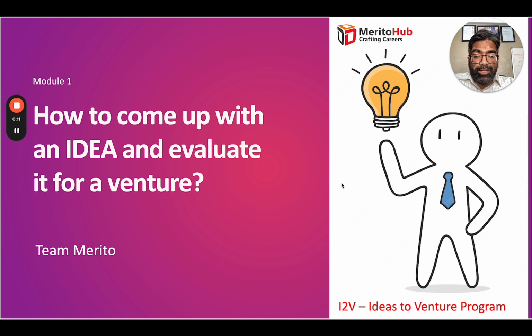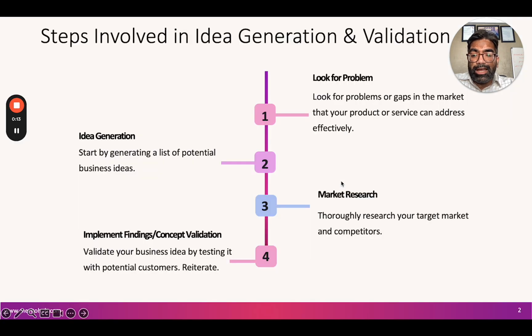So let's look at how we can go about this. The typical flow looks like this for idea generation and validation. You have to look for problems, or gaps in the market that your product or service can address. The moment you think about the problem and how to solve it, you will come up with ideas. Then start generating a list of potential business ideas. Then do market research to thoroughly research your target market and competitors, and then implement the findings.